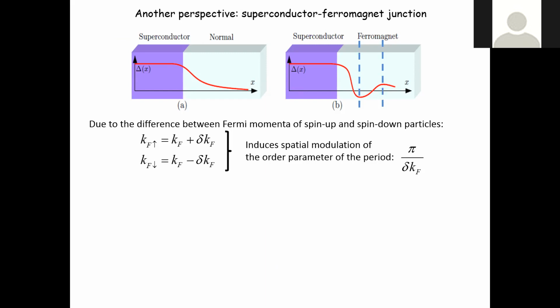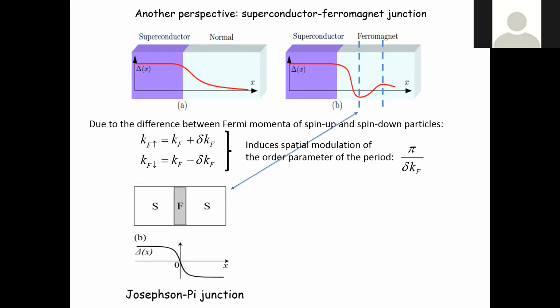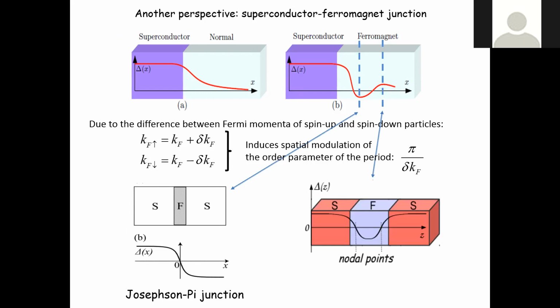So now, imagine that instead of this ferromagnet here, you put another superconductor. Depending on where you put the other superconductor, you may have the case of a so-called Josephson pi junction. If you put it here, then the order parameter changes sign and becomes negative on the other side. So you have a Josephson junction that changes the sign of the order parameter. Or if you put it slightly further away, you can have the situation that is shown here. So again, you have these two nodal points, and the order parameter changes sign inside, and then becomes positive on the other side.